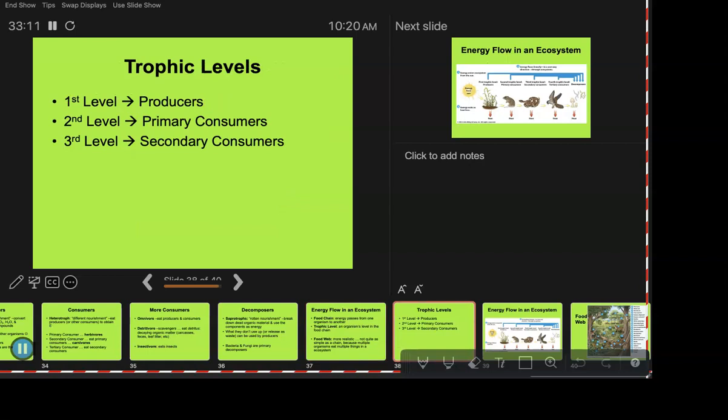We already mentioned this. We used primary, secondary, and tertiary a couple minutes ago. It's very similar. So the first trophic level is the producers. The second trophic level is the primary consumers. The third trophic level is the secondary consumers.